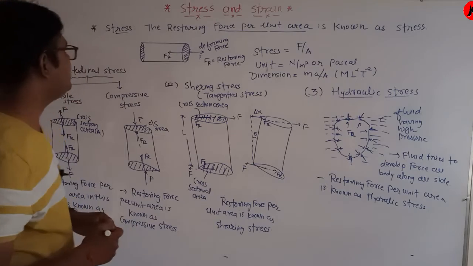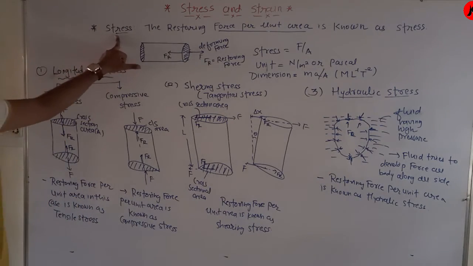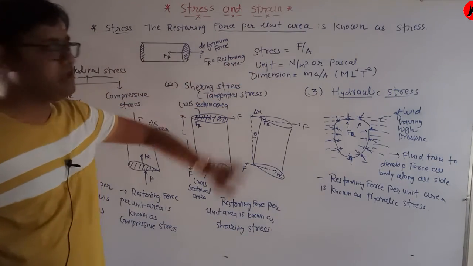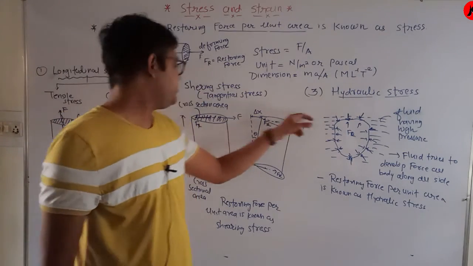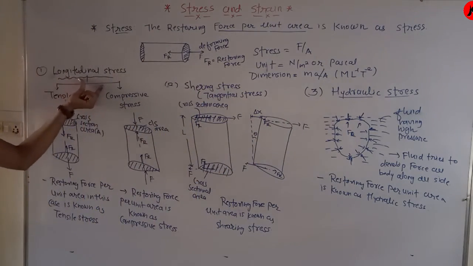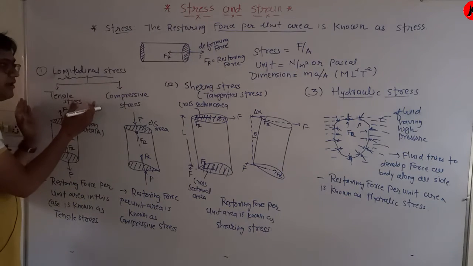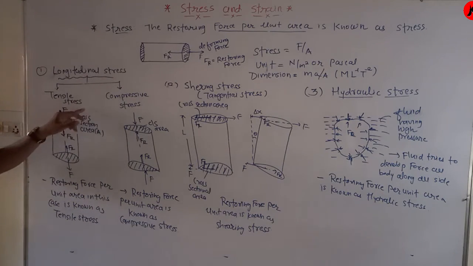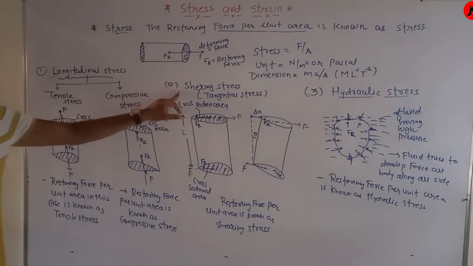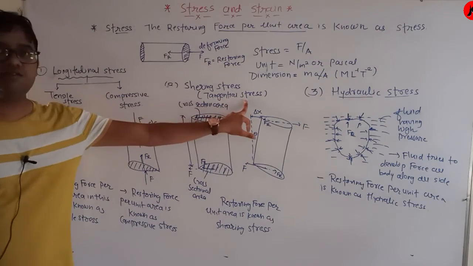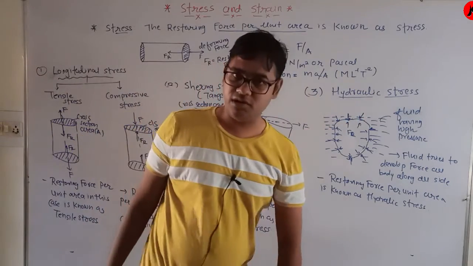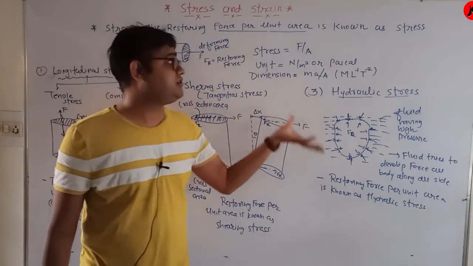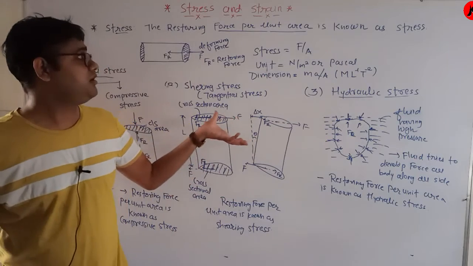So here we have discussed the definition of stress, unit, dimension, equation of stress, and three different types of stress. First is the longitudinal stress, which is further divided into two types: tensile stress and compressive stress. Second is shearing stress, or tangential stress. And third, the last one, is hydraulic stress, which is very easy to understand.